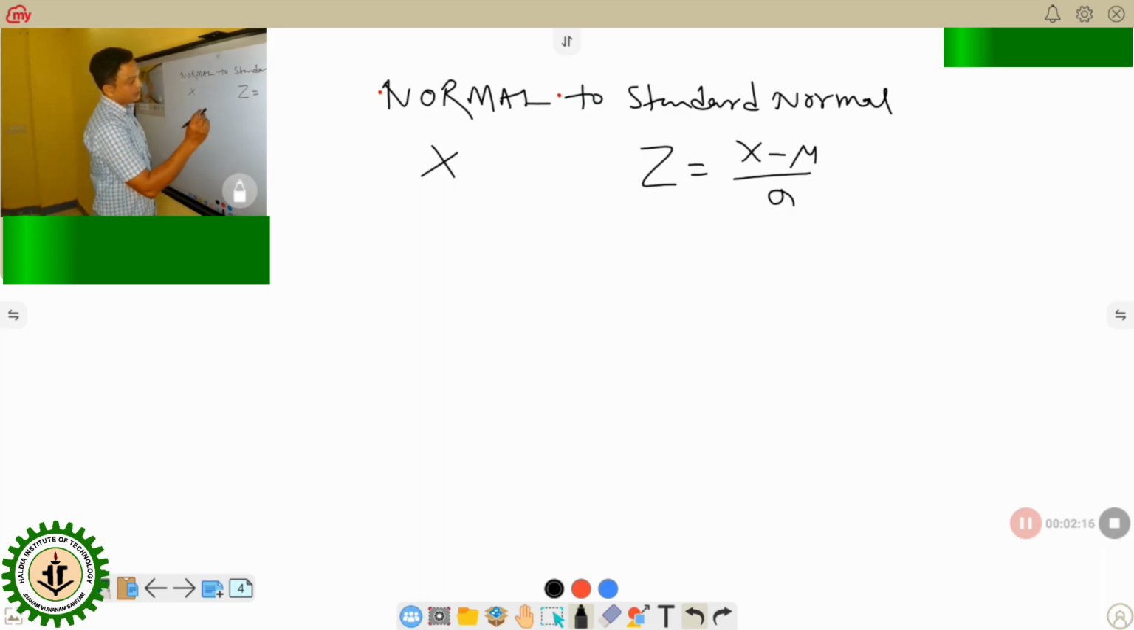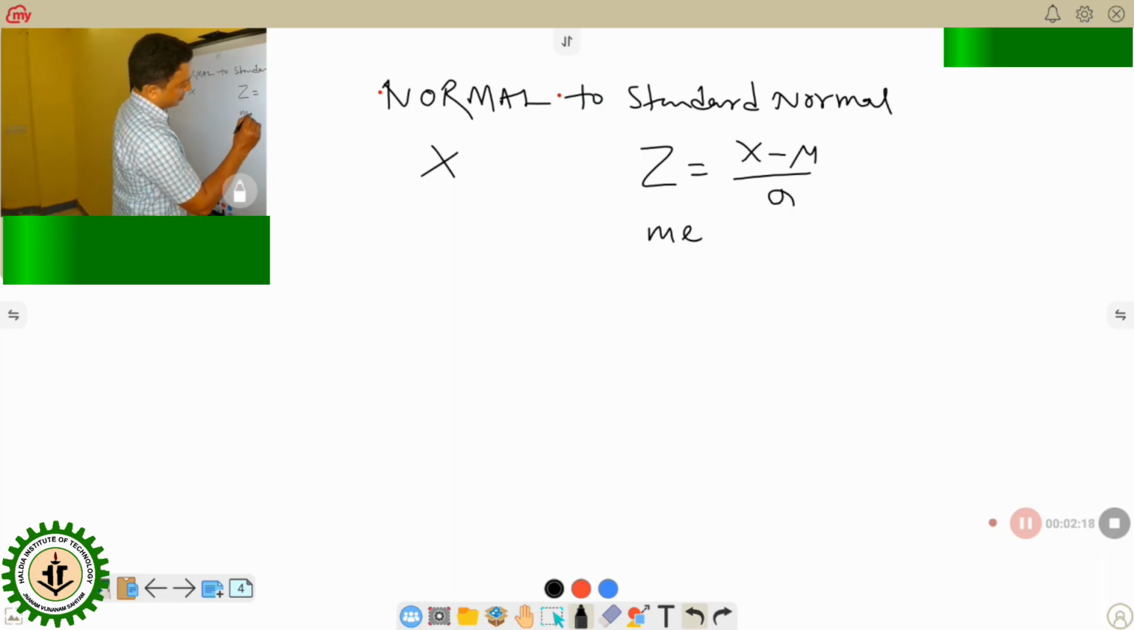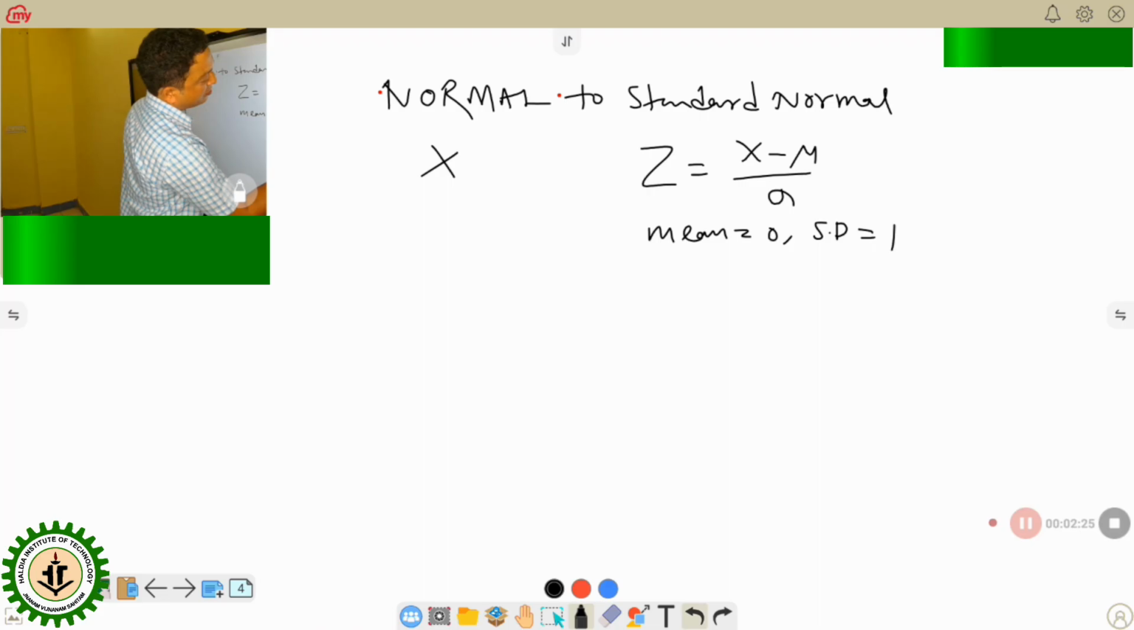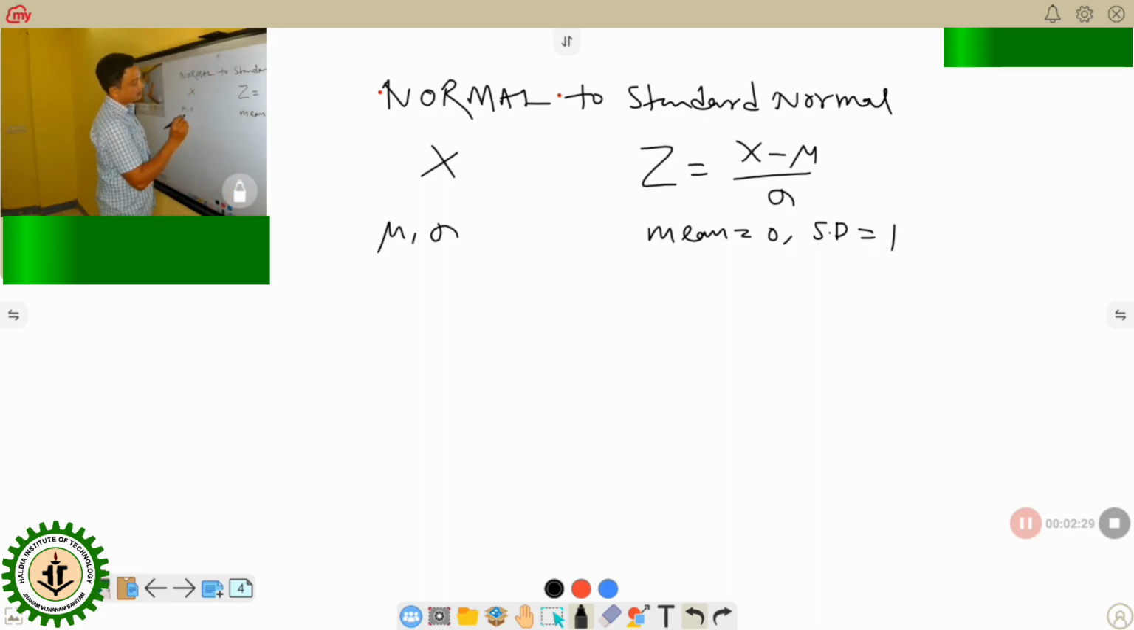Here, for z, the mean equals 0 and the standard deviation SD equals 1, whereas for x the mean is equal to mu and the standard deviation is sigma. So this way you can transform a normal distribution to a standard normal distribution.